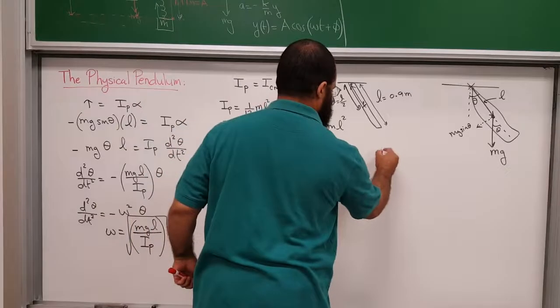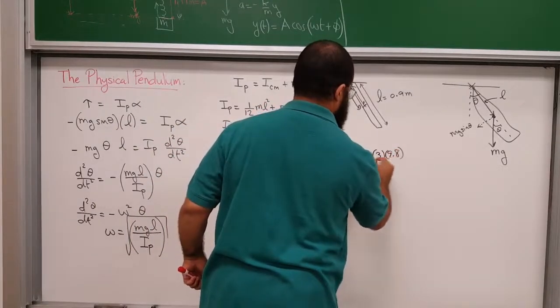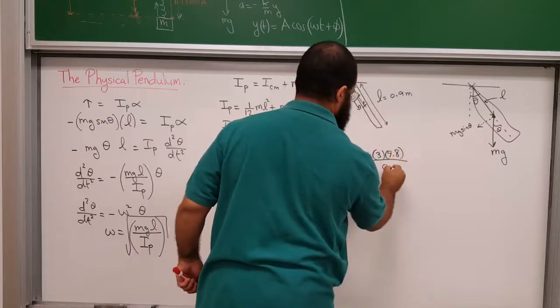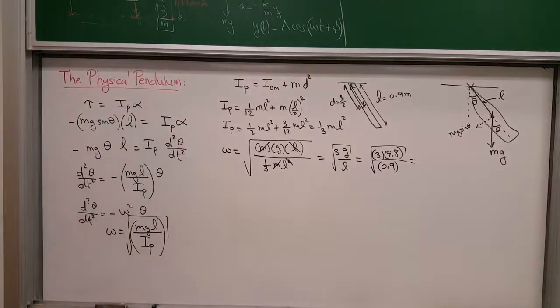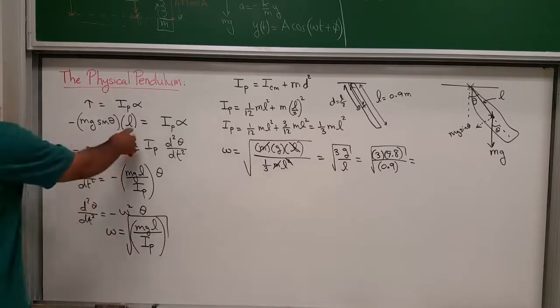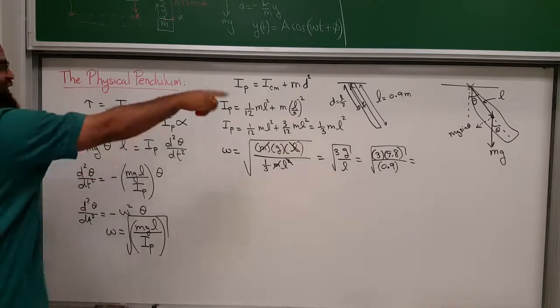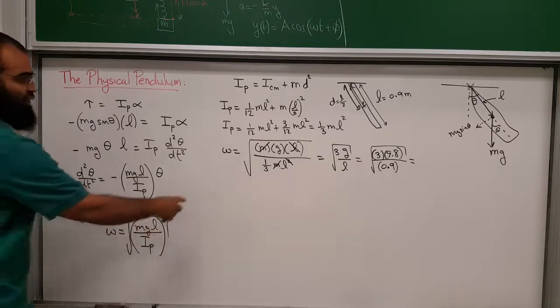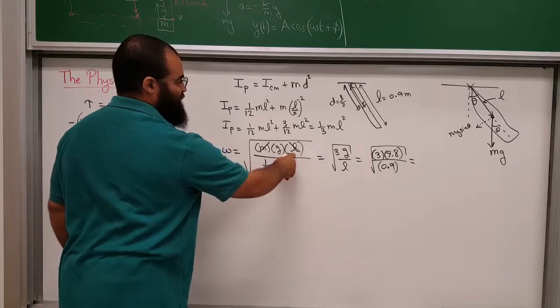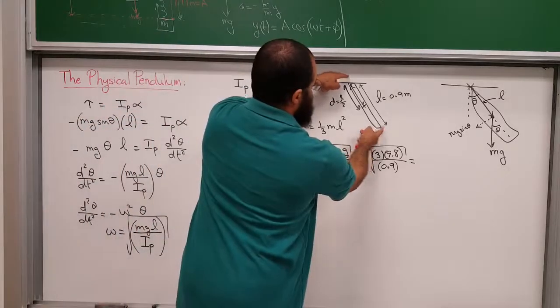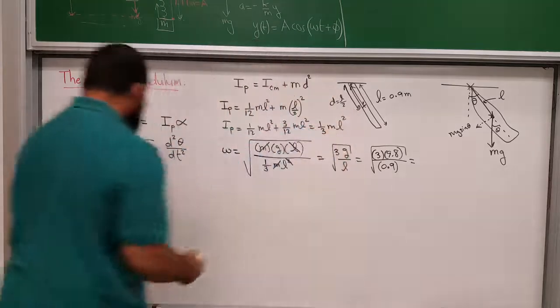If you like, you can plug in the numbers. So you get 3 times 9.8 divided by 0.9, and you take the square root. Let's see what we get with my calculator here. I almost plugged it in, but I made one simple mistake. And that mistake was L here was the distance to the center of mass, not the whole length. So in here I should have plugged in L over 2.